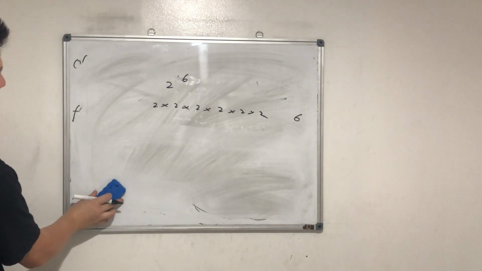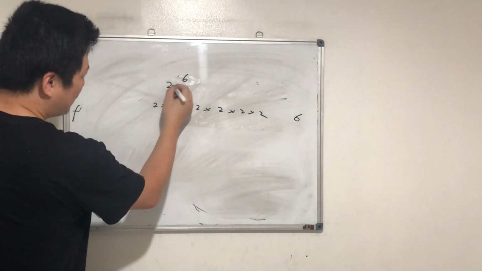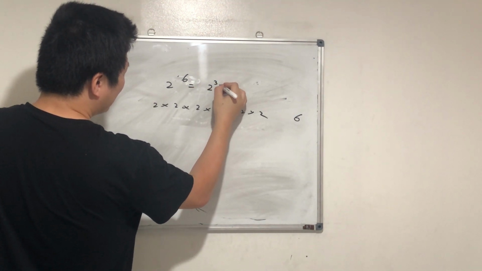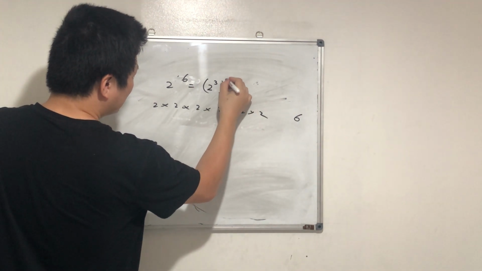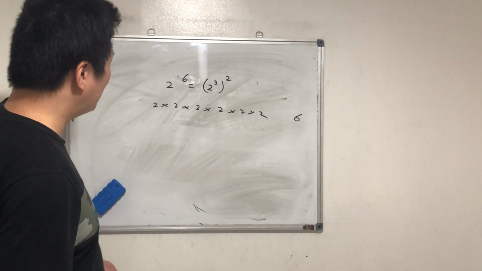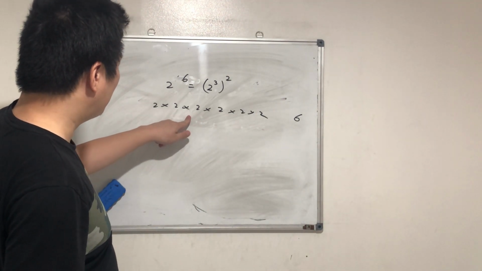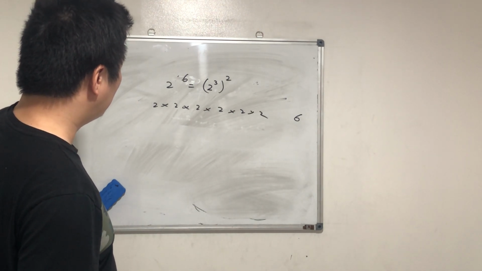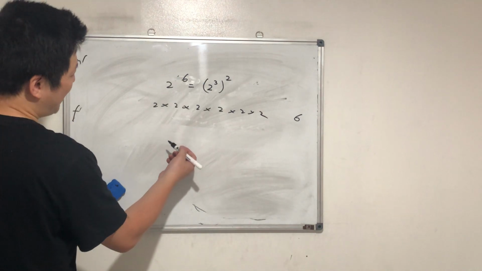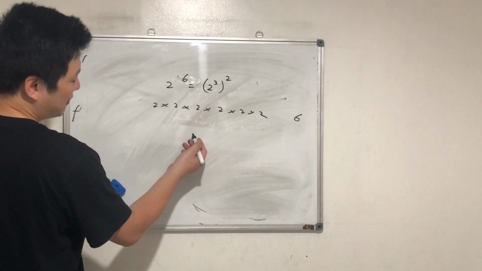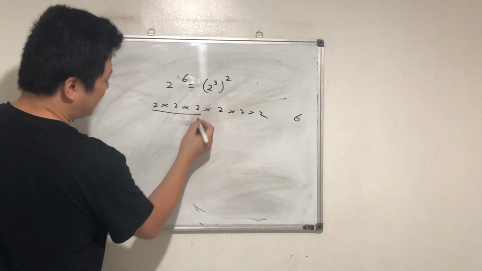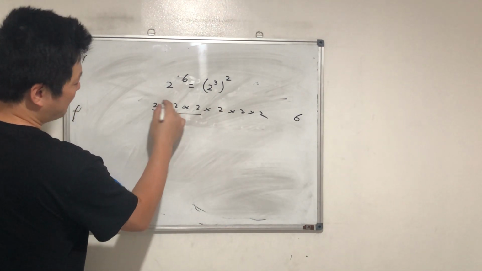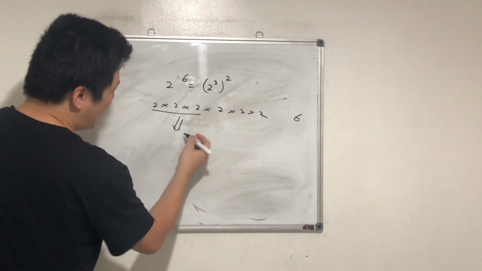But how about if I tell you I can do this? 2 to the power of 6 equals what? 2 to the power of 3 times 2 to the power of 3. It's 8 times 8, which is 64. So what does it mean? 2 to the power of 3, you only multiply 2 times. So you can get 8. And then times itself.